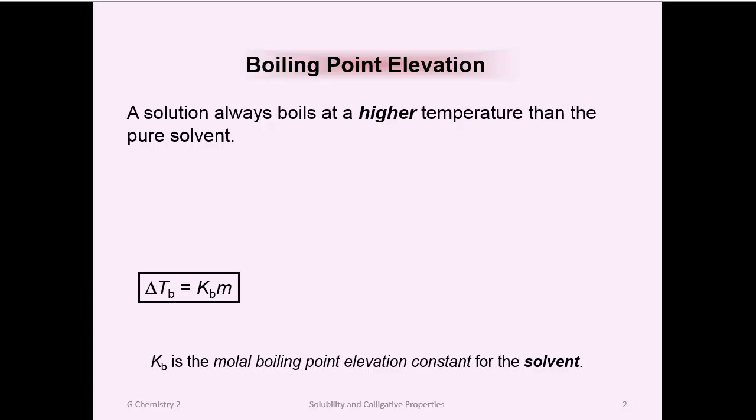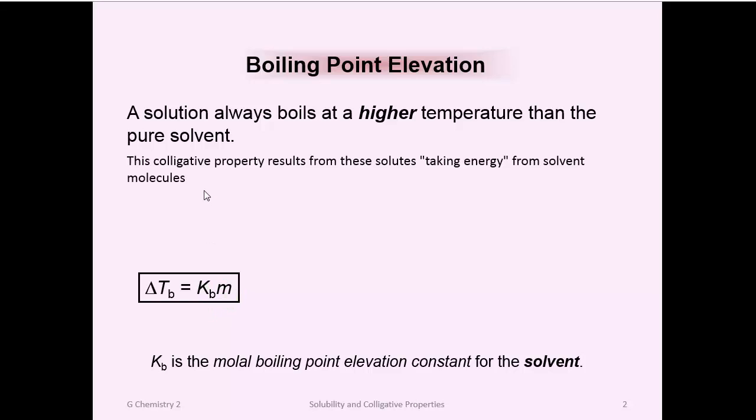When you dissolve a solute in a solvent, it will change the boiling point according to this formula, which shows that the change in temperature away from the original boiling point can be determined if you know this constant. It's called the molal boiling point elevation constant, and it is specific for the solvent, not the solute, times the molality of the solution.